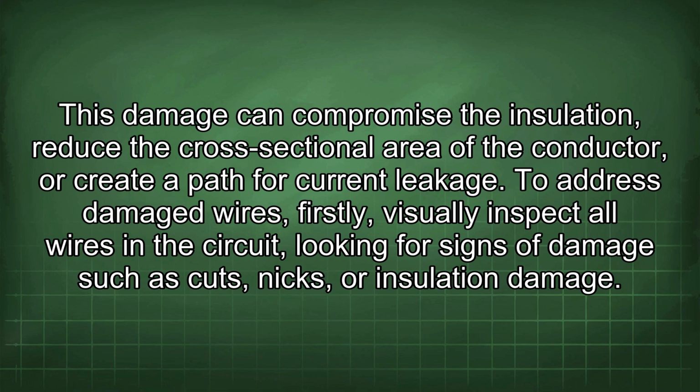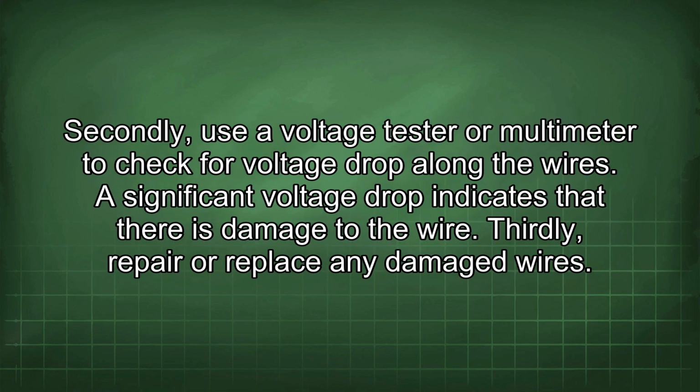To address damaged wires, firstly, visually inspect all wires in the circuit, looking for signs of damage such as cuts, nicks, or insulation damage. Secondly, use a voltage tester or multimeter to check for voltage drop along the wires. A significant voltage drop indicates that there is damage to the wire. Thirdly, repair or replace any damaged wires.